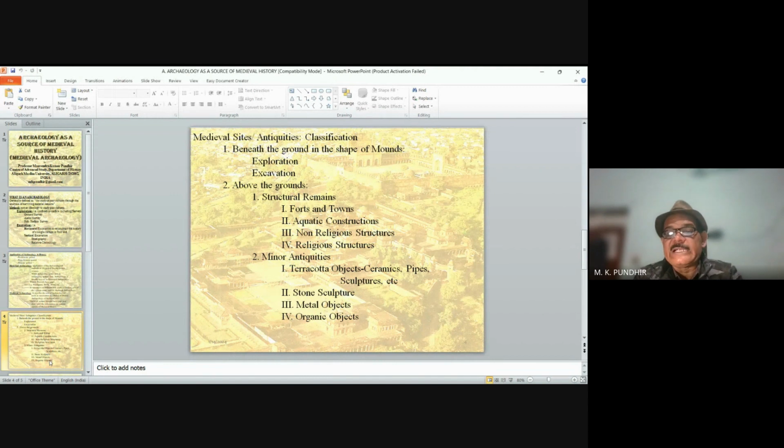Apart from these two major categories, other structural remains can be classified as non-religious structures. Non-religious structures include palaces, hammams, pleasure palaces, and nobles' havelis. If you go to Tughlaqabad at present, you find the nobles' structures concentrated in one part of Tughlaqabad. So non-religious structures are subject to study.